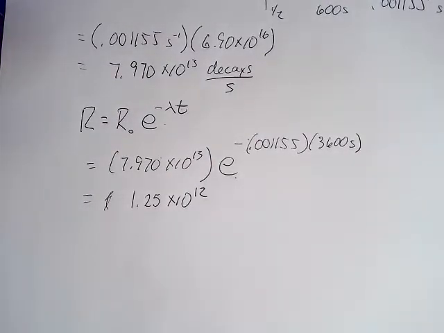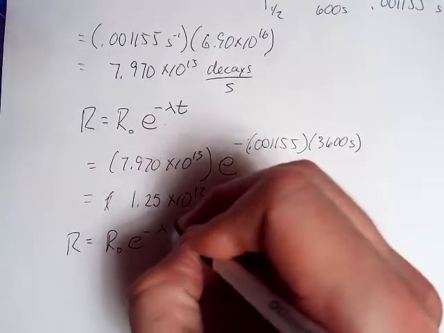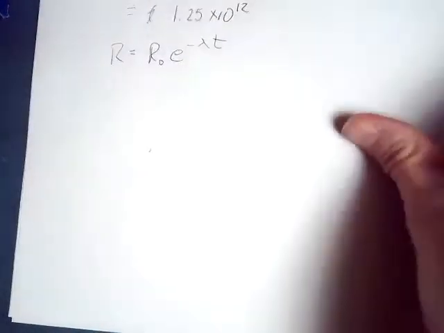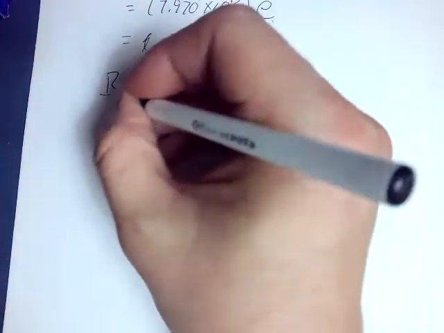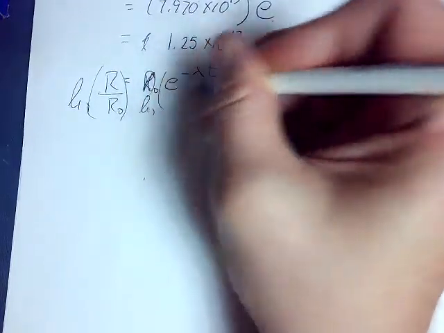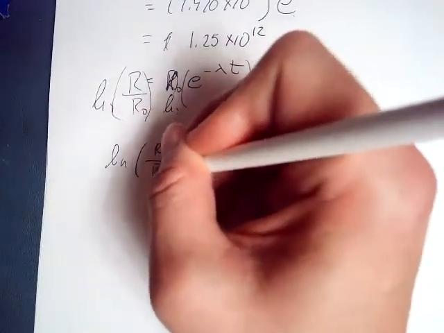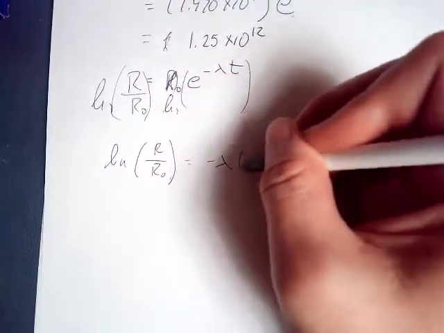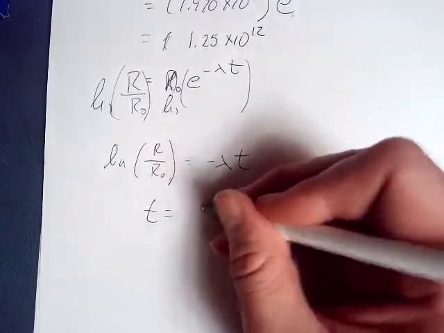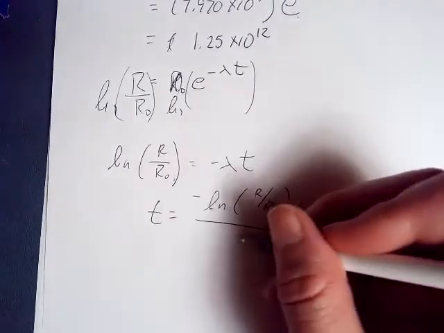And let's see. After approximately how long will the activity drop to less than 1 per second? Okay. So I'll go through this first, but because we have a power, we have to use the natural log. So natural log of both sides. Natural log here. So the natural log of r over r0 equals negative lambda t. So t equals the natural log of this ratio over negative lambda.